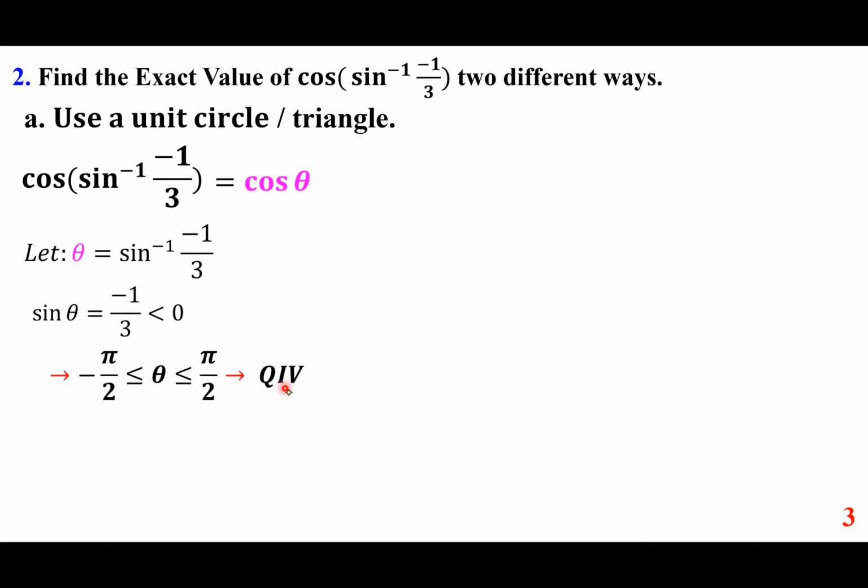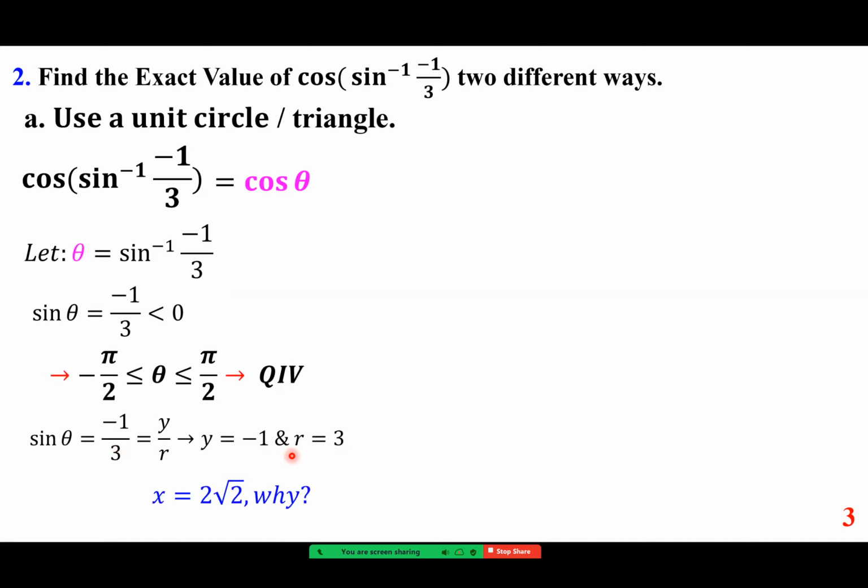Sine theta is defined as y over r. So -1/3, r can never be negative, so y must be -1. And x squared plus y squared equals r squared. That results in 2 square root of 2. Let me quickly show you.